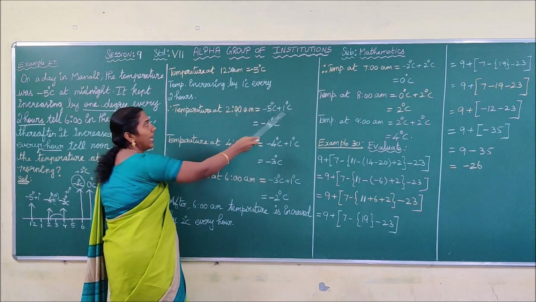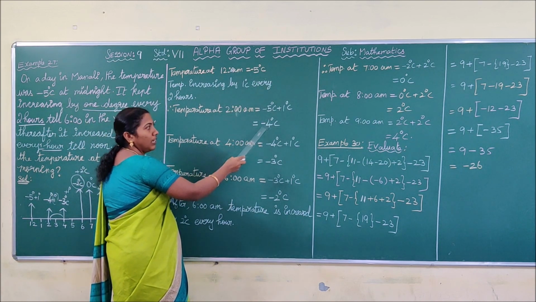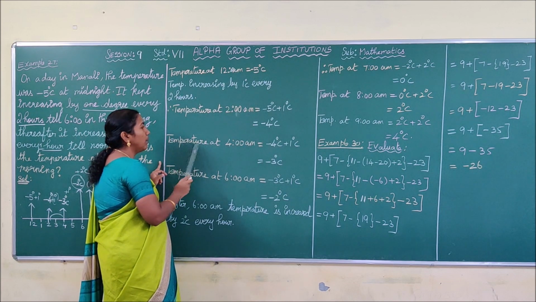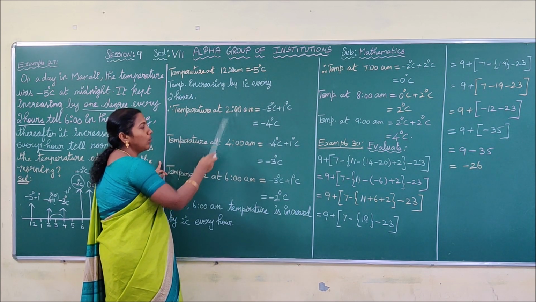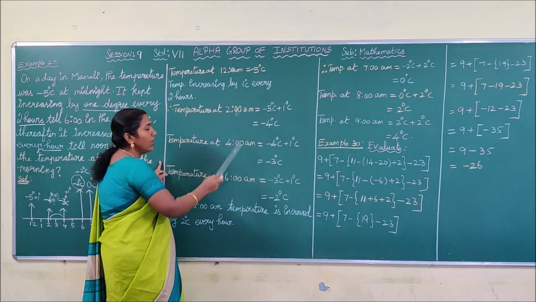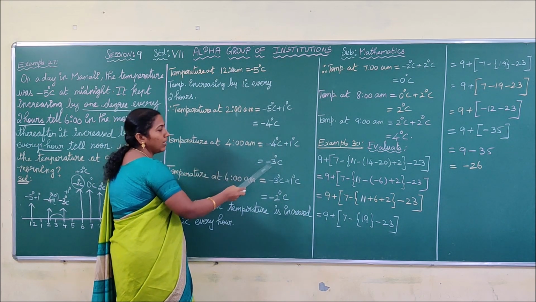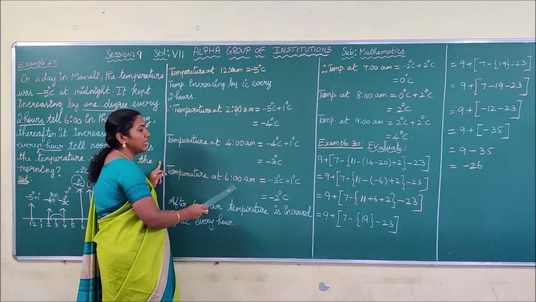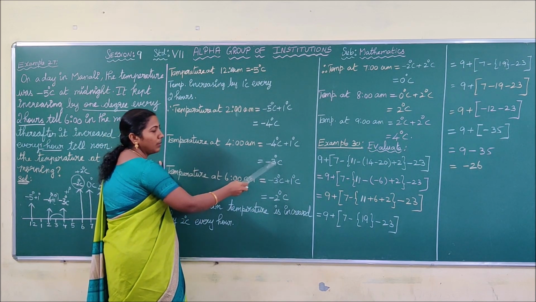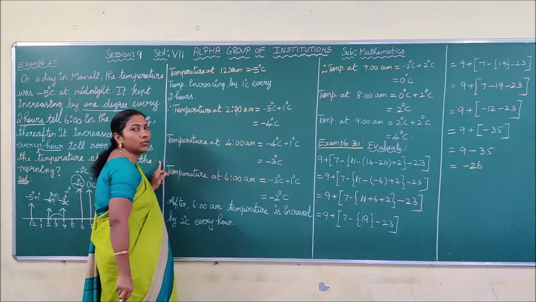Now we are going to calculate the temperature at 2 a.m. How can we calculate? By adding 1 to minus 5 degrees, we get minus 4 degrees. Now the temperature at 4 a.m. Why are we writing 2 and 4? Because it is for every 2 hours. Okay. 4 a.m. can be calculated by adding 1 degree to minus 4. We get minus 3 degrees. What is the temperature at 6 a.m.? By adding 1 to minus 3 degrees Celsius, we get minus 2 degrees Celsius.